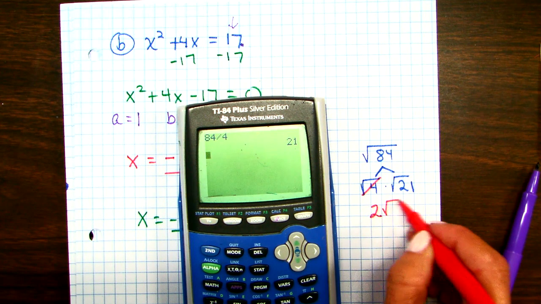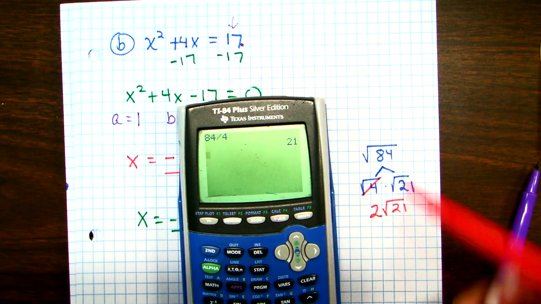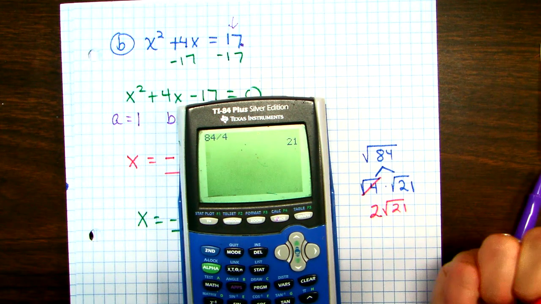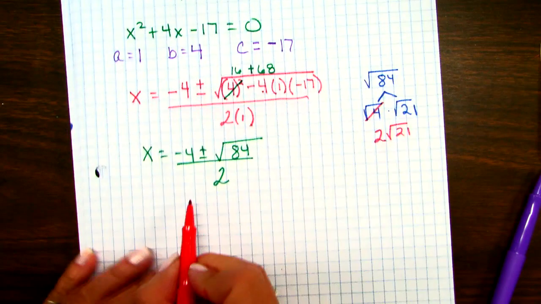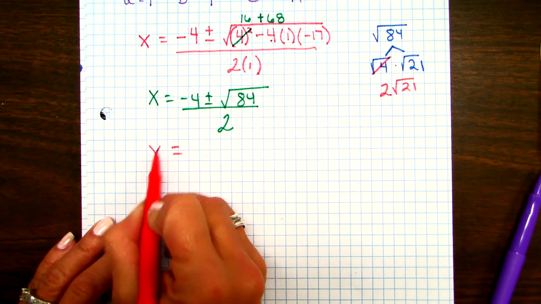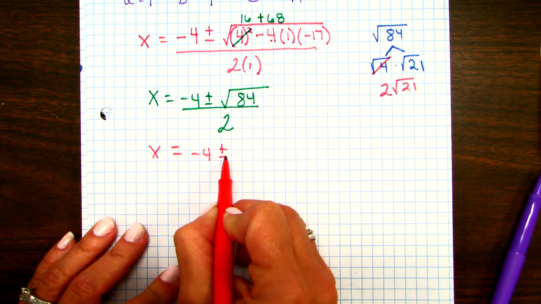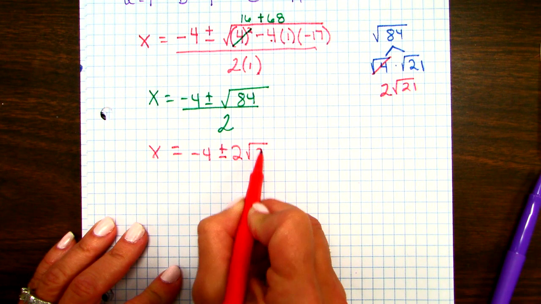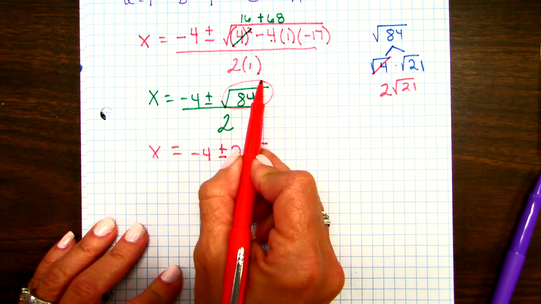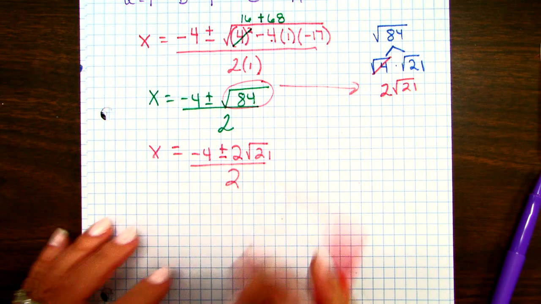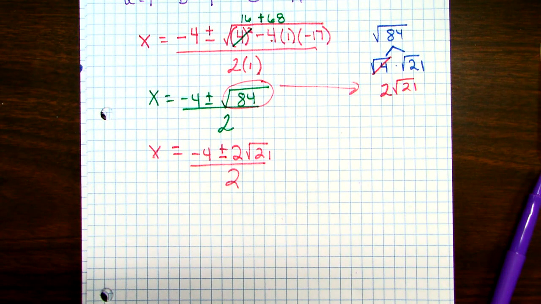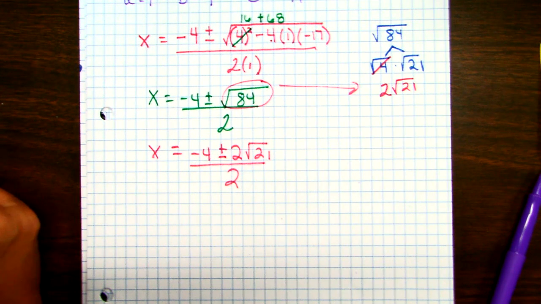And the 21 is stuck inside. Okay? So square root of 84 gets us that. So now I'm going to go back and put it in the problem. So I have negative 4 plus or minus 2 square roots of 21, right? I just changed the square root of 84 to 2 square roots of 21 over 2. And sometimes, like in this problem, there's one more thing you can do.